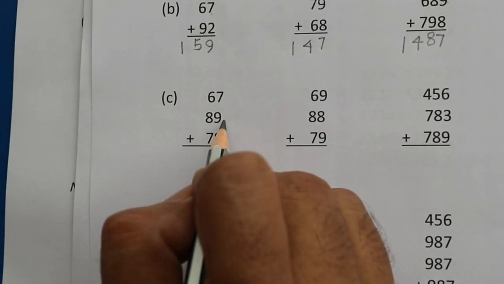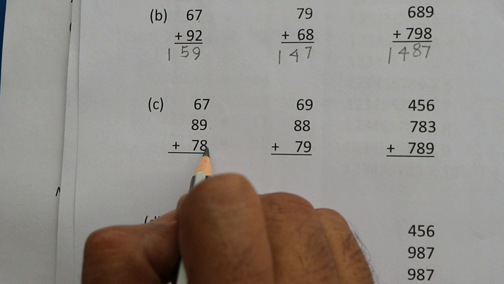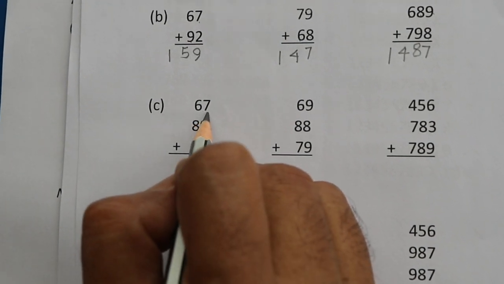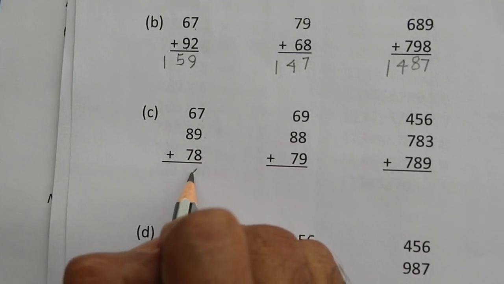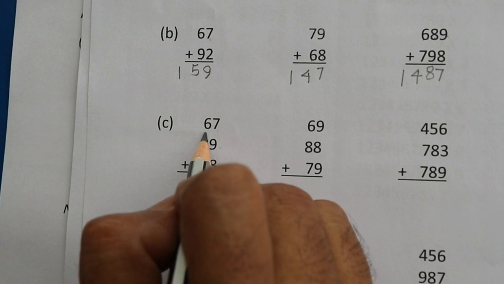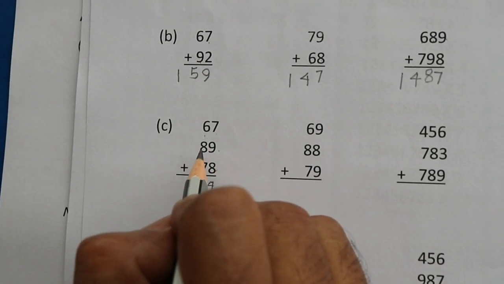Plus 9 minus 1. Plus 8 minus 2. Algebraic sum minus 3. 7 minus 3, 4. Carry over 2. 6 plus 2, 8. Plus 8 minus 2. Plus 8 minus 2.